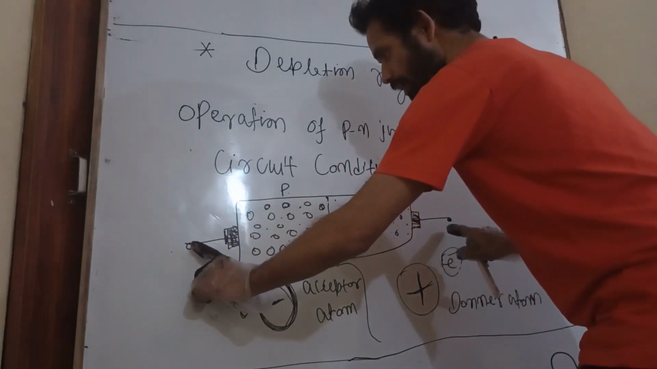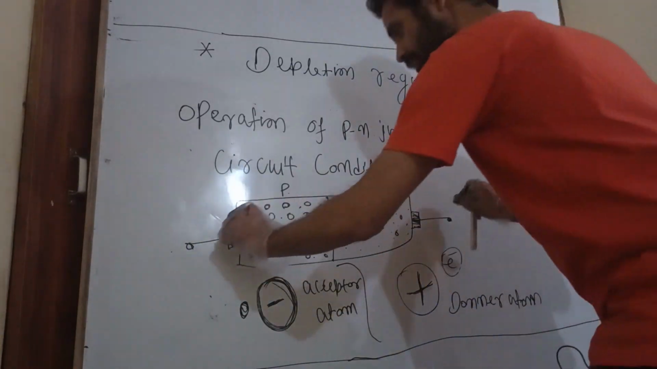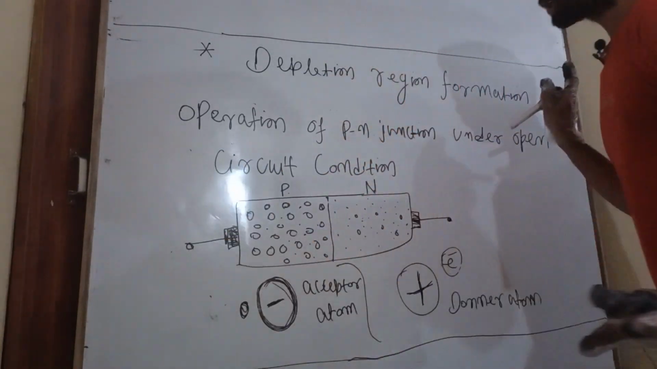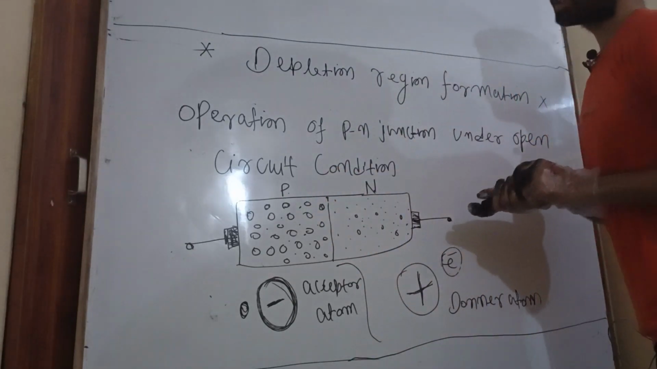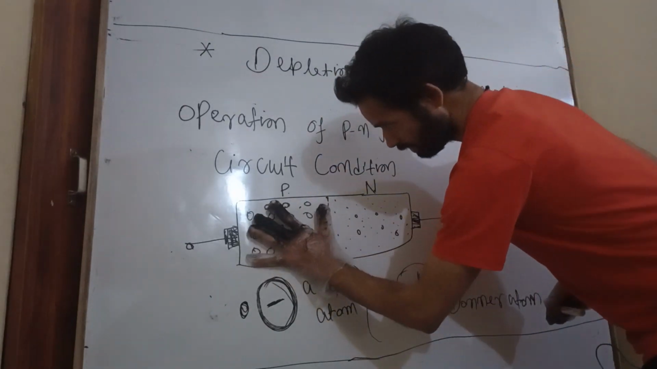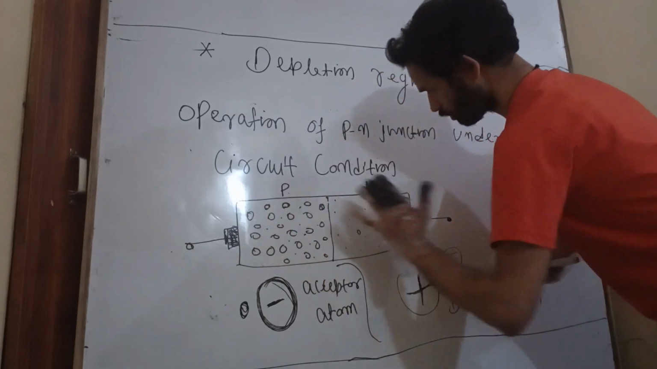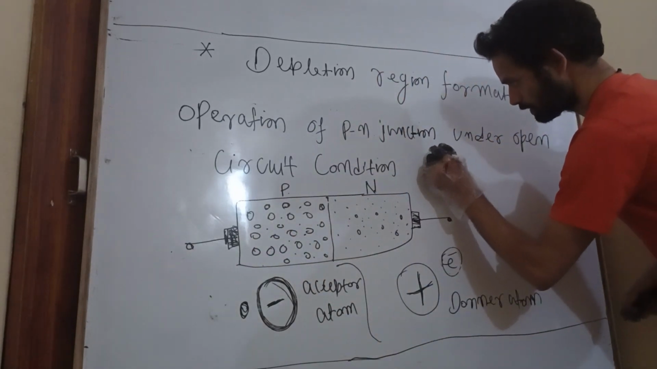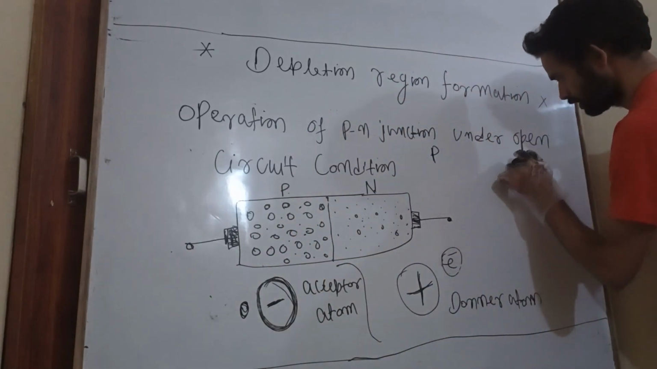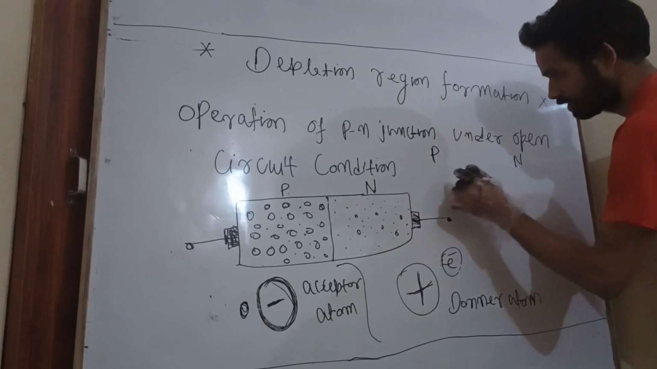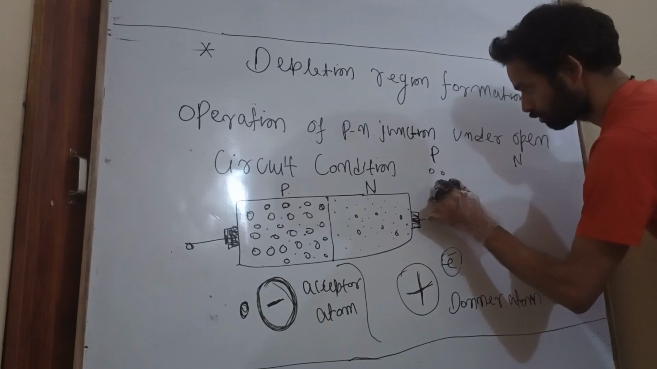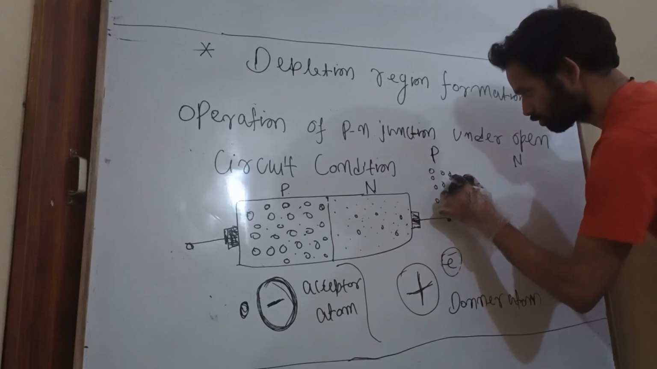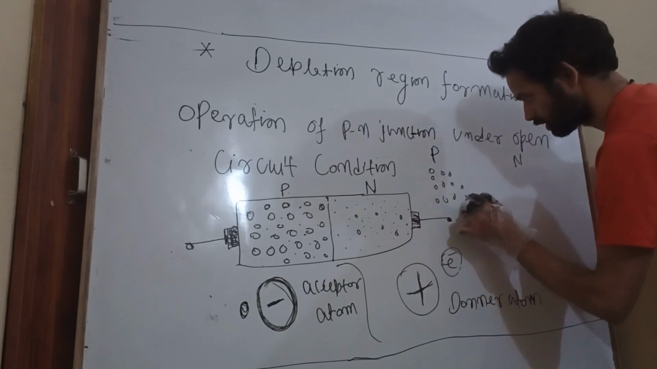See, under open circuit condition, nothing is applied, no biasing, nothing. So initially, what happens in this diagram? There is a lot of holes at the P side. This is the P side and this is the N side. There is a lot of holes at the P region. See, this many holes are there.